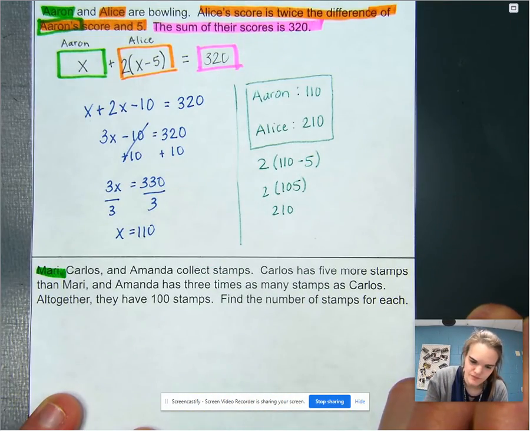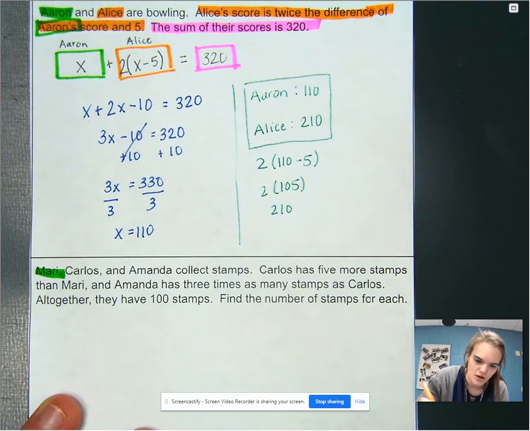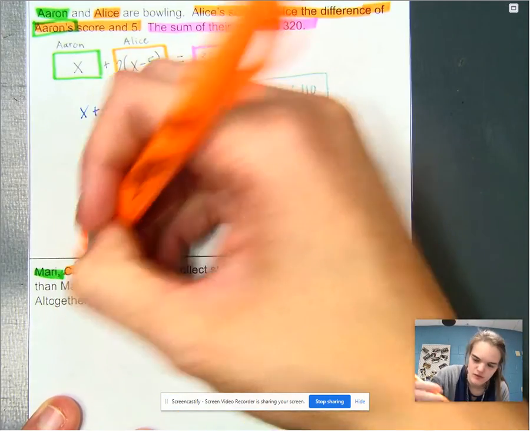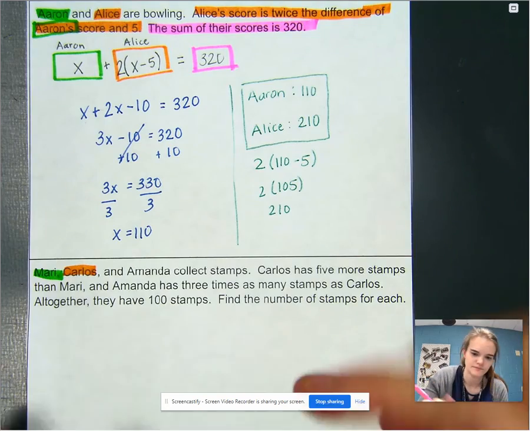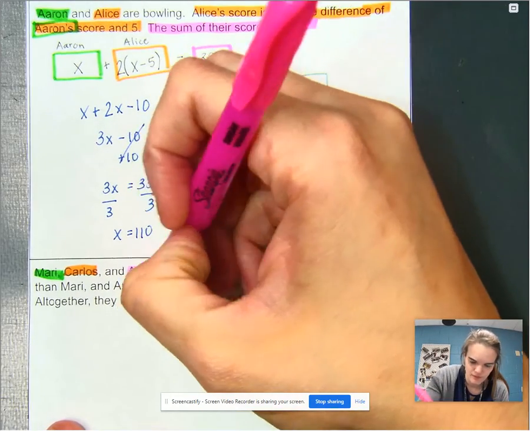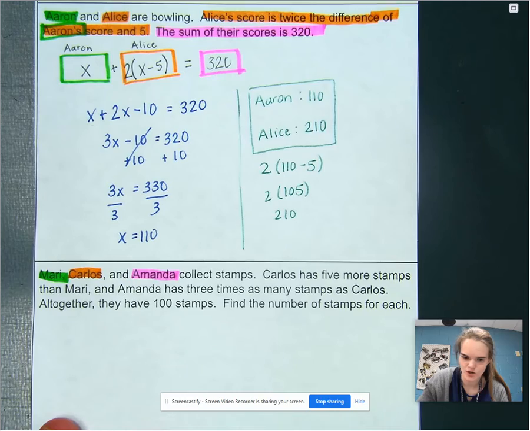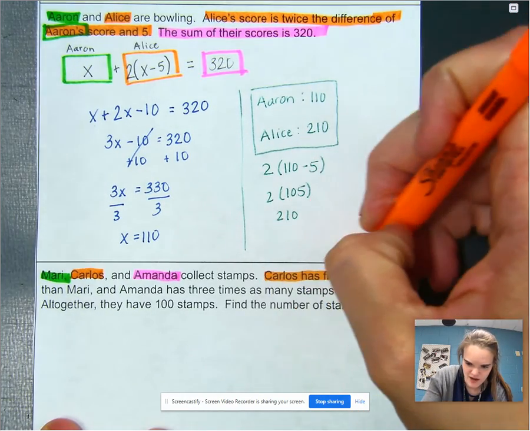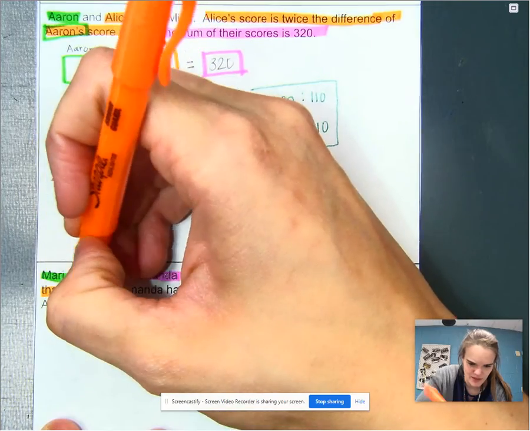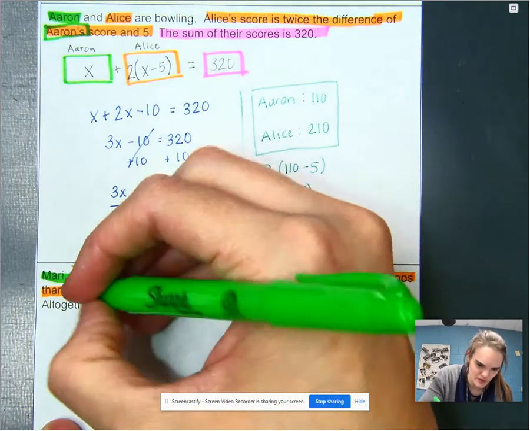Mary, Carlos, and Amanda collect stamps. Carlos has 5 more stamps than Mary. Here's Mary's name right here.